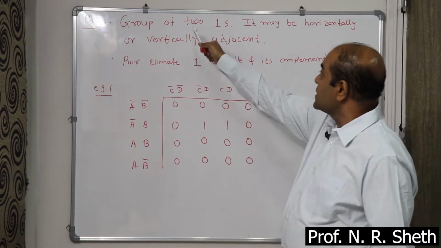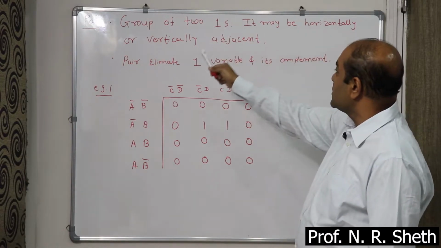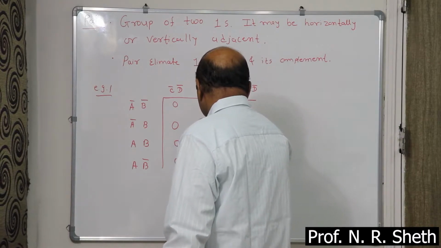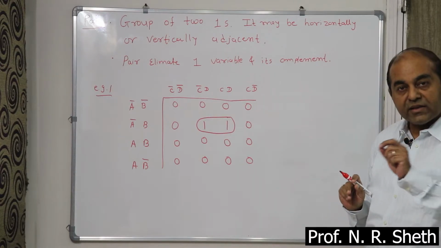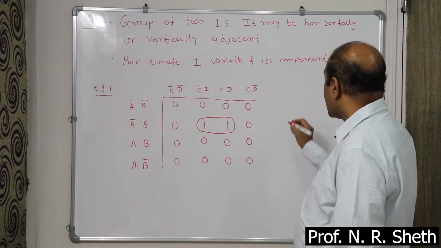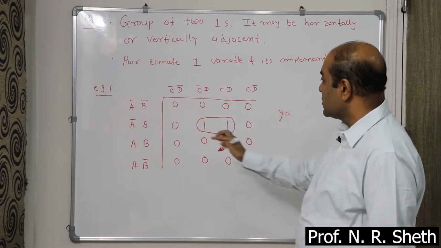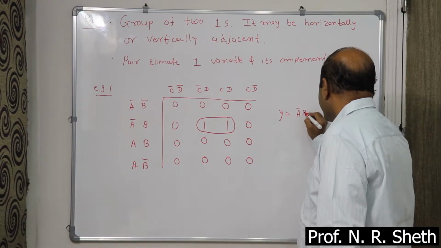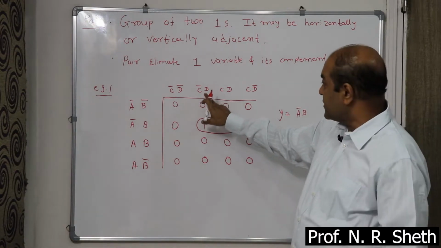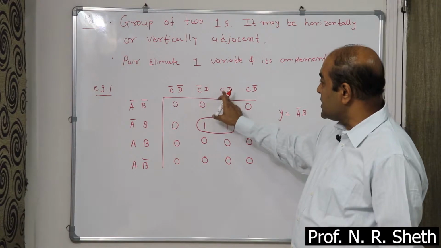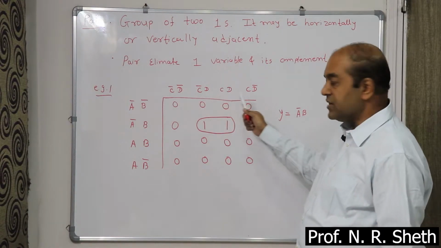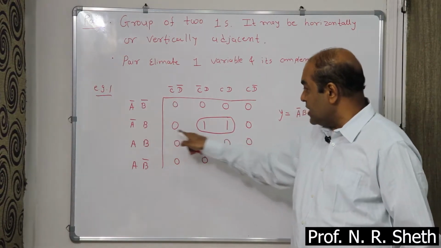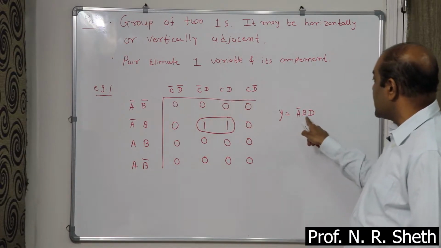Now, it is a group of two ones, either horizontal or vertical adjacent. So, this is horizontal adjacent. Now, you have to encircle it. And then your output y equals, now look here, this is A bar B, A bar B. Now concentrate here, C bar D, C D. So C and C bar cancel each other. So y equals A bar B D.